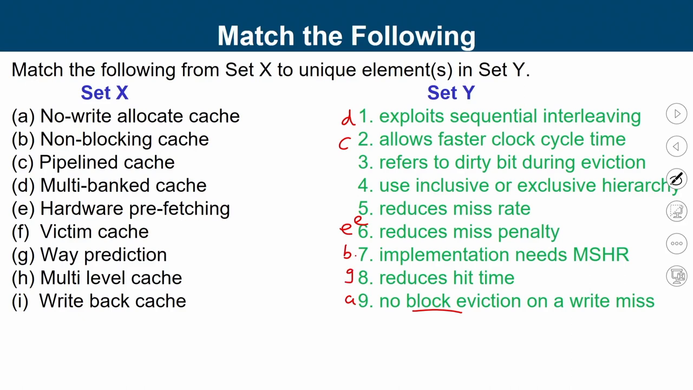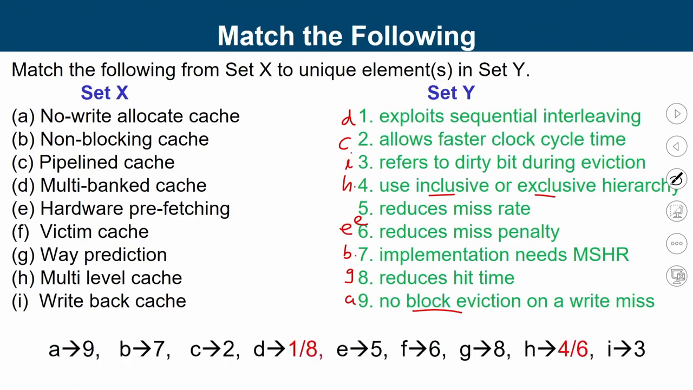And multi-level cache, like what you told, can be an inclusive or exclusive cache hierarchy that is being used. And write-back caches basically refer to the dirty bit during the eviction. So in some cases, there are multiple options. So we will see that as well.